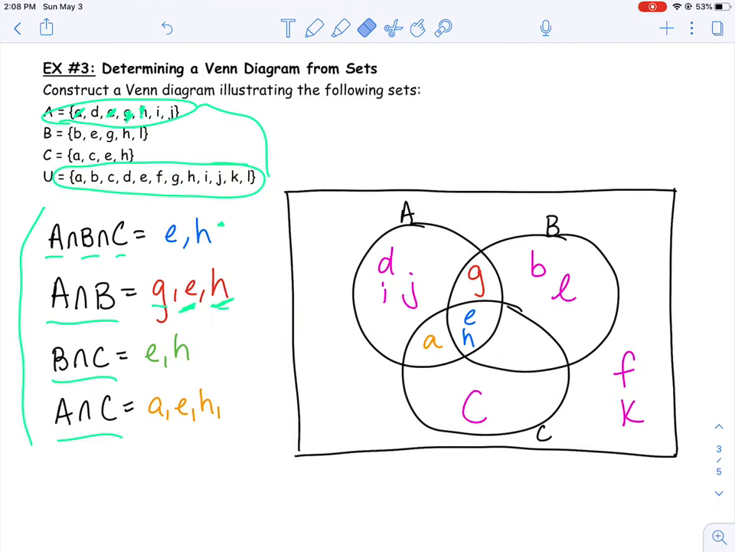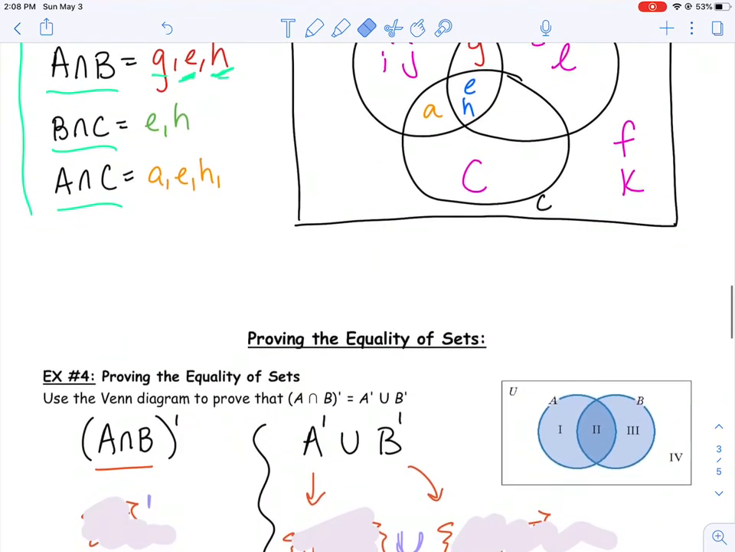And so now I have all the elements in their proper sections that match all the different intersections and unions, and I haven't missed or overlapped anybody. All right.